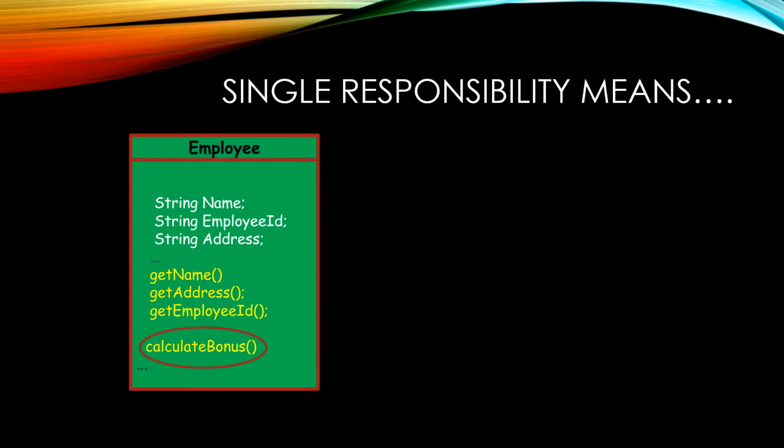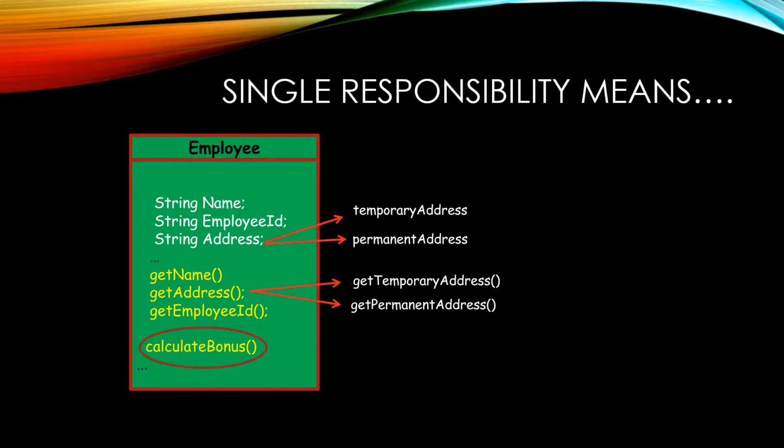Let us say instead of one address, the organization decides to capture both the temporary and permanent address of its employees. This would mean that the address field in employee class needs to be replaced by two members, temporary address and permanent address, and of course get and set methods for these. Now this modification of the employee class is perfectly fine, as employee class is exactly meant to store details about an employee. Now let's consider another type of change.